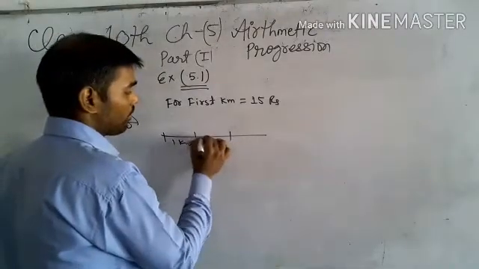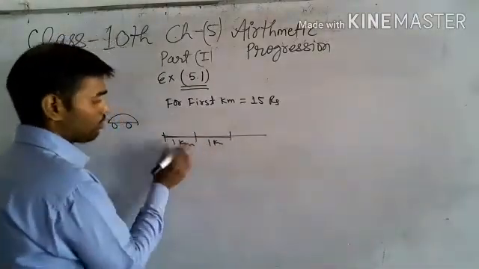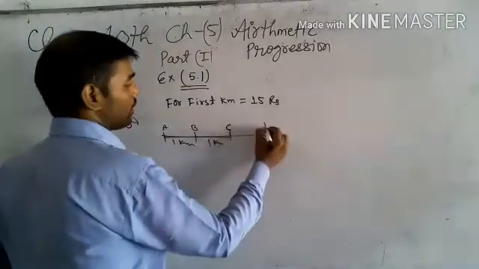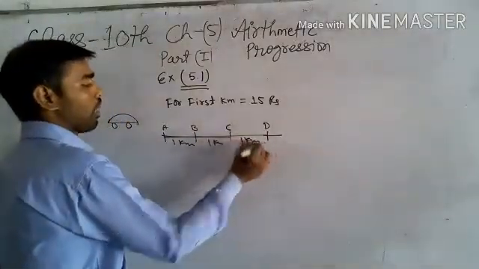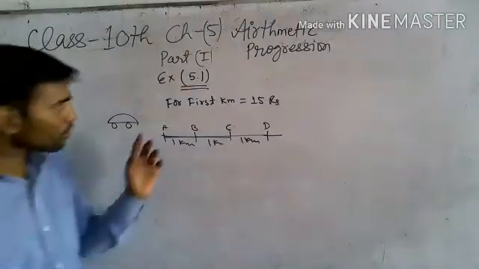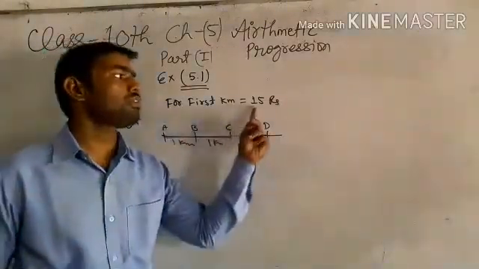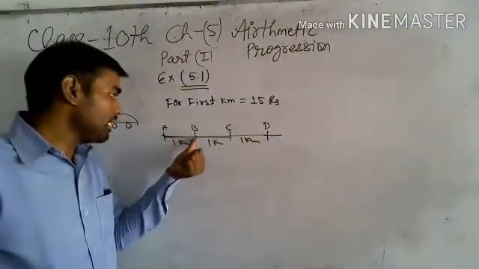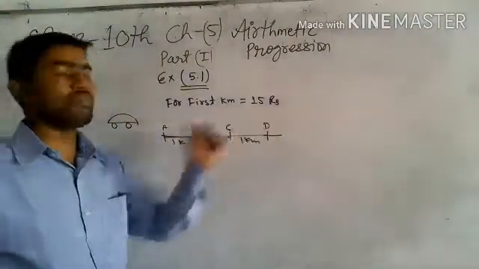A to B is 1 kilometer, B to C is 1 kilometer and C to D is also 1 kilometer. Now the question says for the first kilometer is 15 rupees. It means when we travel from A to B, the taxi fare is equal to 15 rupees.